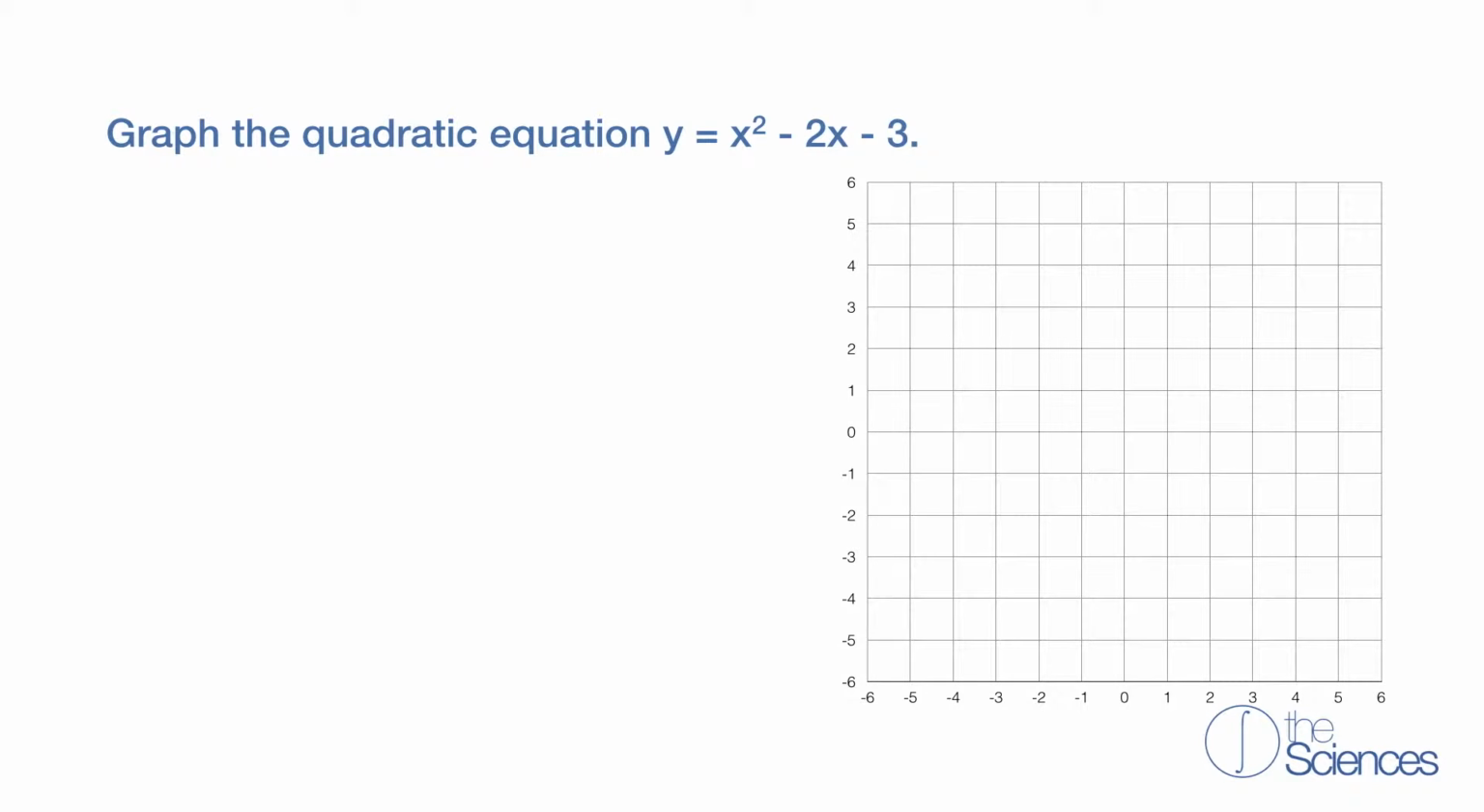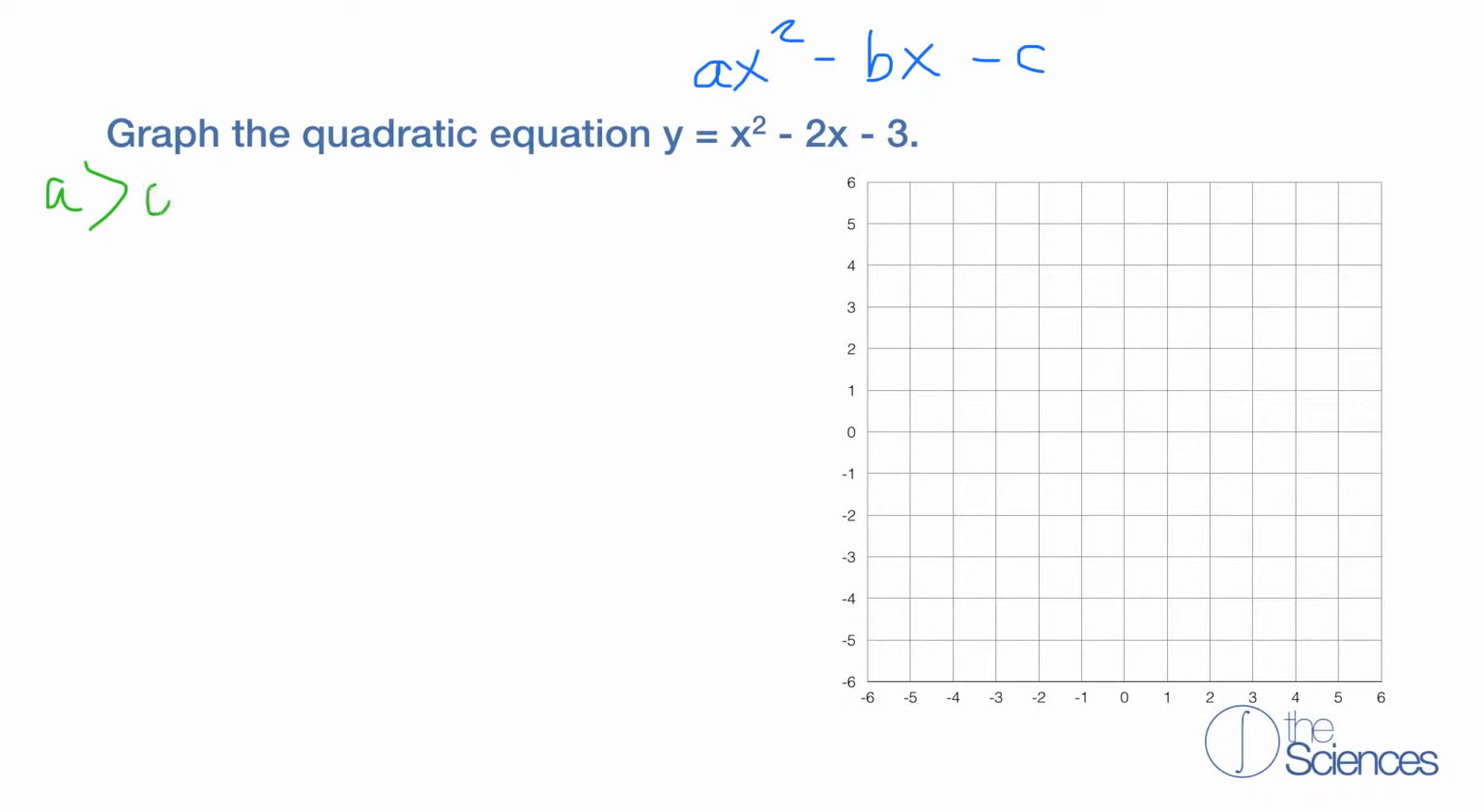Graph the quadratic equation y equals x squared minus 2x minus 3. So notice we have a quadratic equation with the form ax squared minus bx minus c. So the first thing we want to do is determine whether our graph opens upward or downward. And the way we do this is by looking at a.